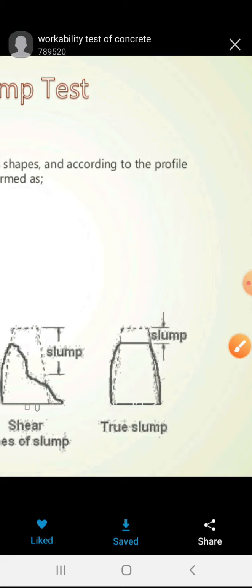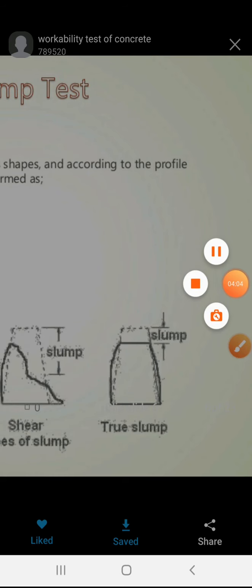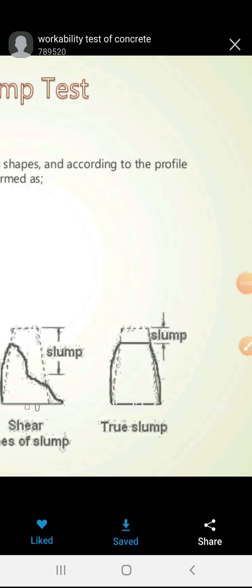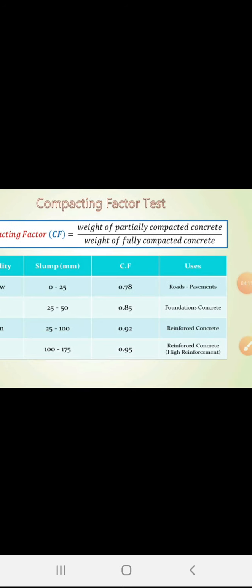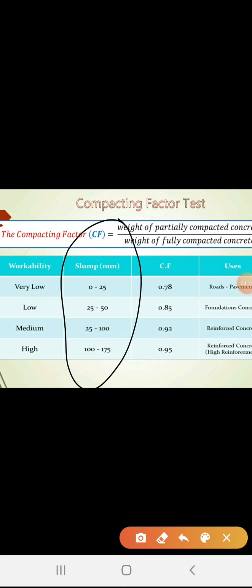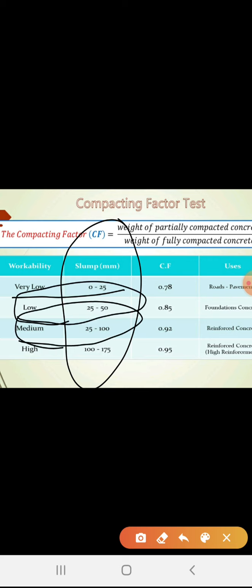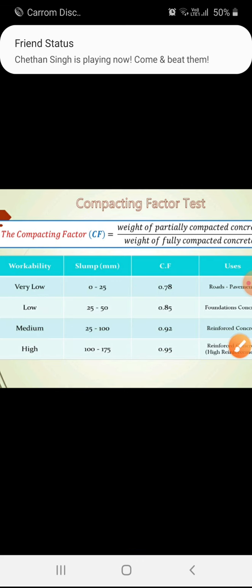In some cases true slump is adaptable, in some cases shear slump is adaptable. So look only at the second column, the slump value which is given. If the slump value is 0 to 25 mm, the slump is called a very low slump. If the slump value is 25 to 50, low slump. If the slump value is 50 to 100, then we can classify it as a medium slump. And the most important, high slump, is 100 to 175 mm.